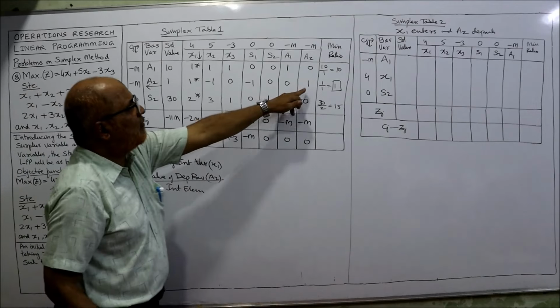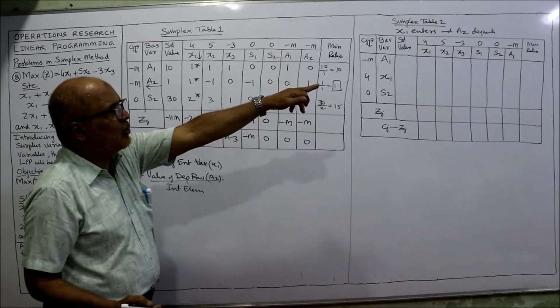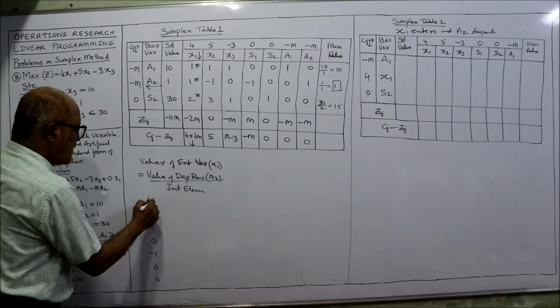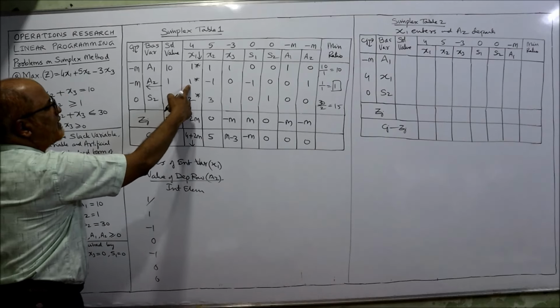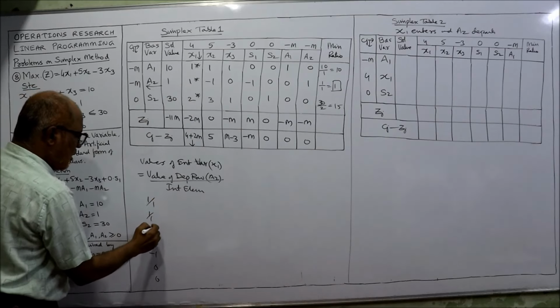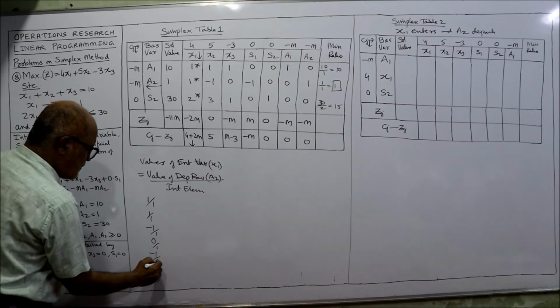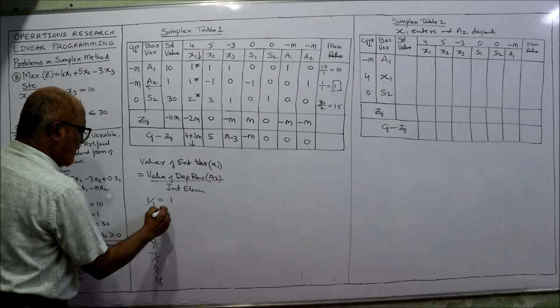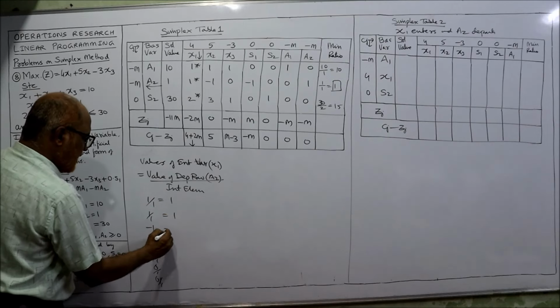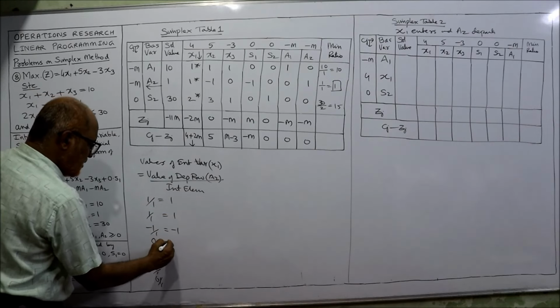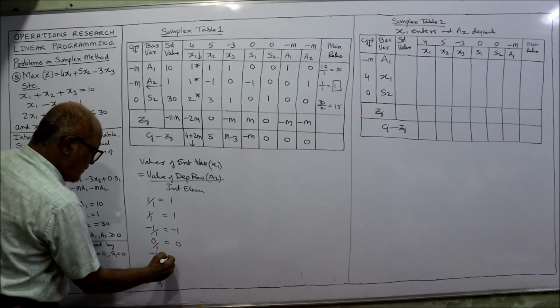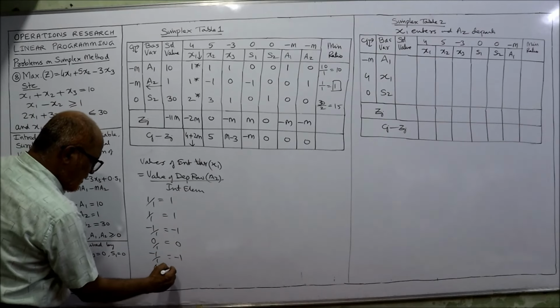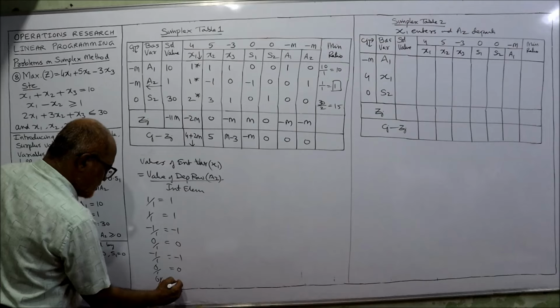I am not taking the value of 1 because A2 is departed, so there is no need to open the column of A2. Divided by the intersectional element, which is 1. So all divided by 1. The values that remain: 1 divided by 1 is 1, 1 by 1 is 1, minus 1 divided by 1 is minus 1, 0 divided by 1 is 0, minus 1, here 0, and the last one also 0.